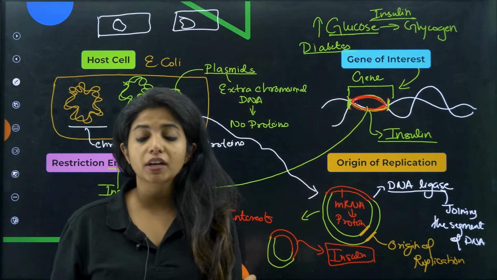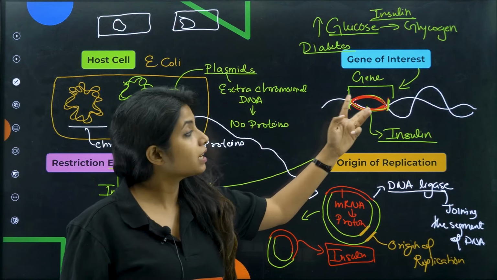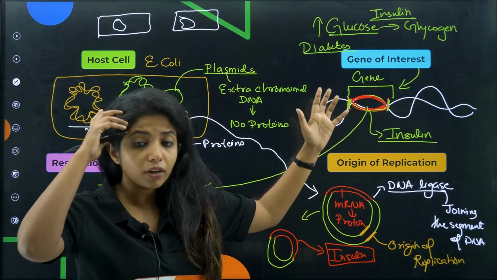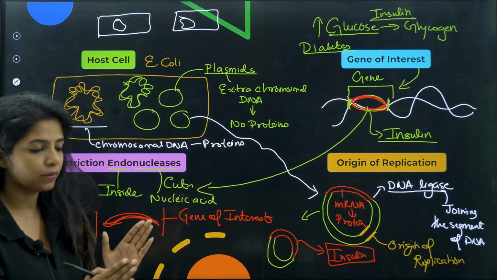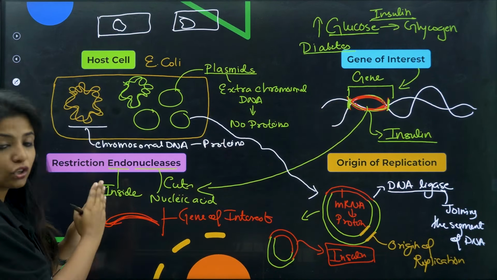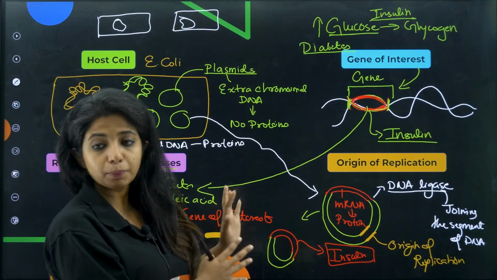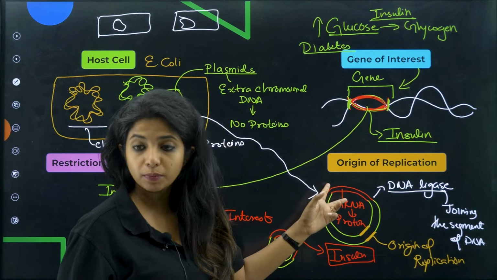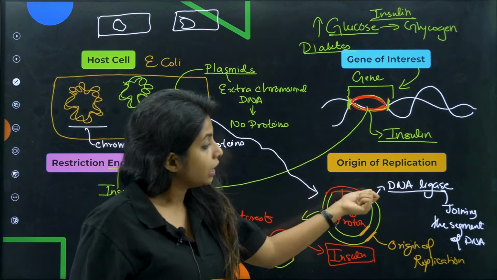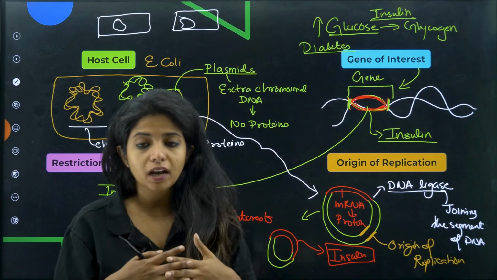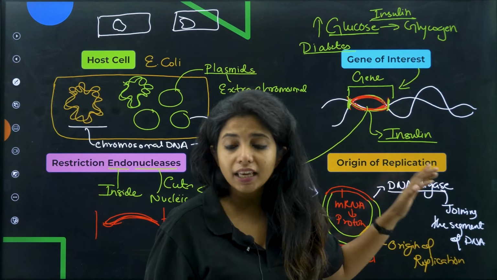What do I do, children? First, I use restriction endonucleases, the enzymes which would come exactly and cut over this particular point. It will not cut anywhere else. It will cut directly over here. And now I have my gene of interest. This gene of interest will be taken and put into the plasmid. Before putting it in, the plasmid portion has to be cut like this. Then you put your own DNA over here, and you fix things, you ligate our DNA and the plasmid DNA, with the help of another enzyme known as DNA ligase, my dear children.